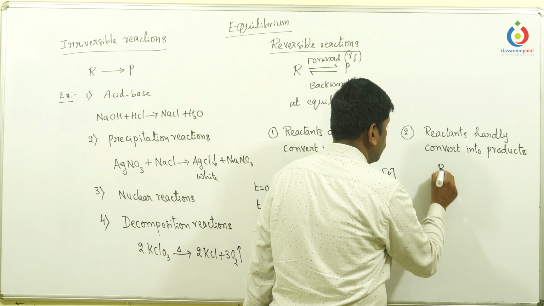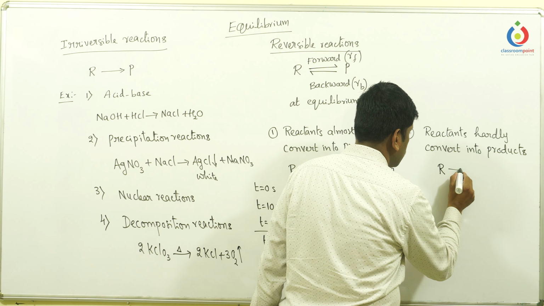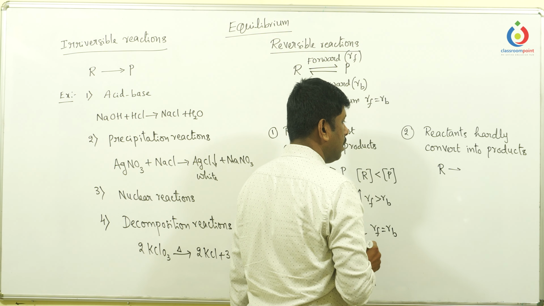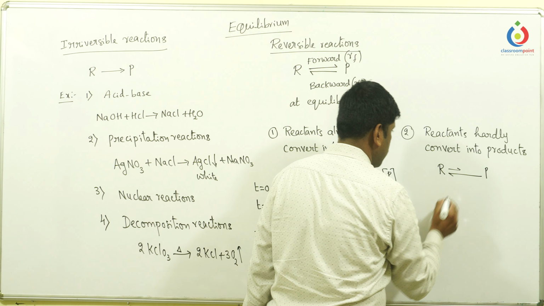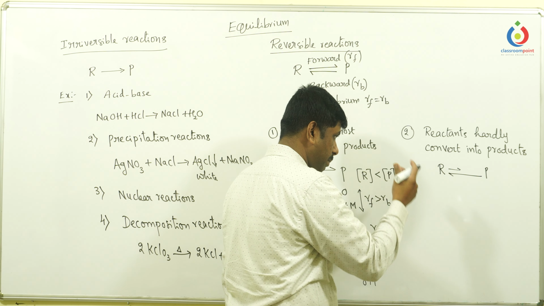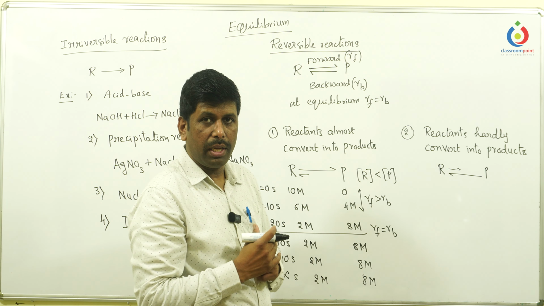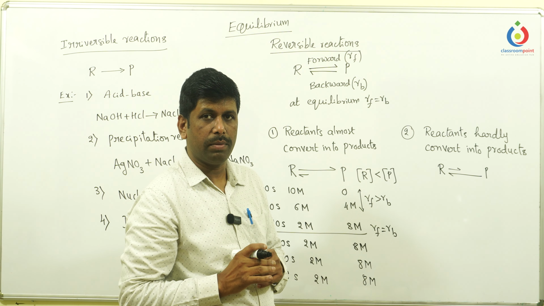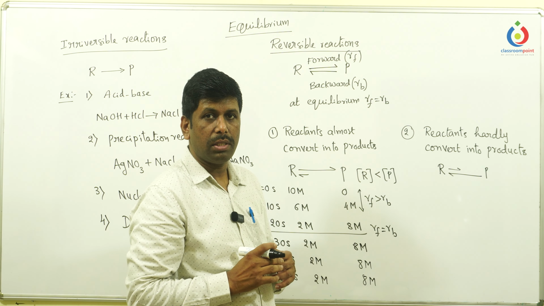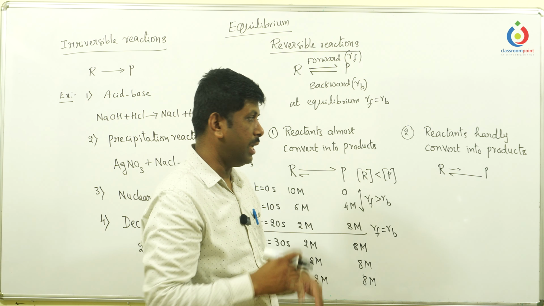Now, reactants don't want to convert into the products, so we can show that with a smaller arrow mark. Products are there, but products want to convert back into the reactant molecules. That means, for this type of reaction, equilibrium is achieved at the starting of the reaction only. For the other type of reaction, equilibrium is achieved at the end of the reaction.